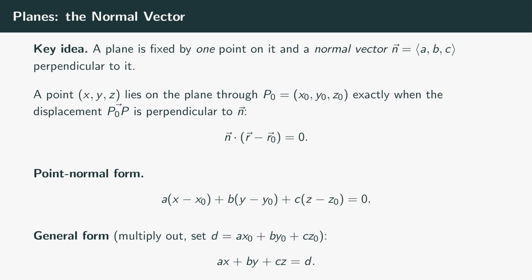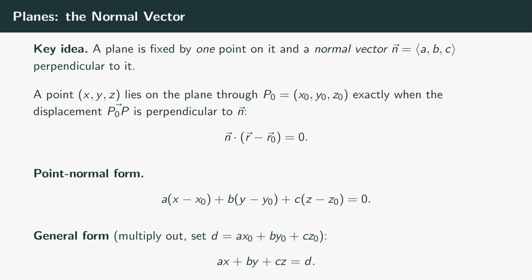A plane is the flat two-dimensional sheet living inside three-dimensional space, and the elegant way to pin it down uses a single vector. Here is the key idea. A plane is determined by one point on it together with a normal vector, a vector perpendicular to the plane, telling you which way the plane faces. Call that normal n with components a, b, c.